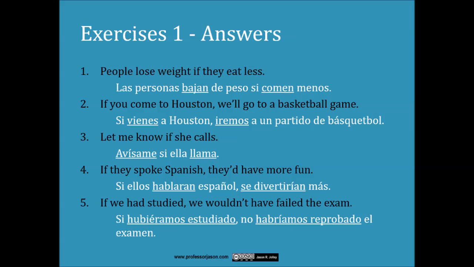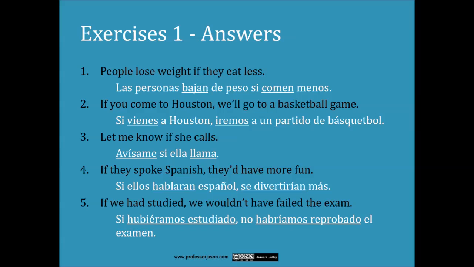Okay, so these are my versions of the answers, and answers may vary a little bit, because maybe you have all the vocabulary you need, maybe you don't, maybe you use different words, different verbs. The important thing is that you're close and that your verbs are in the same tense and mood. So, people lose weight if they eat less. That's a category 1, general, abstract. Las personas bajan de peso si comen menos.